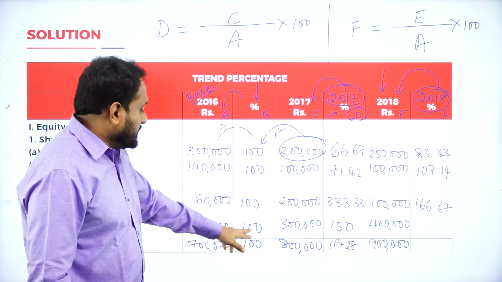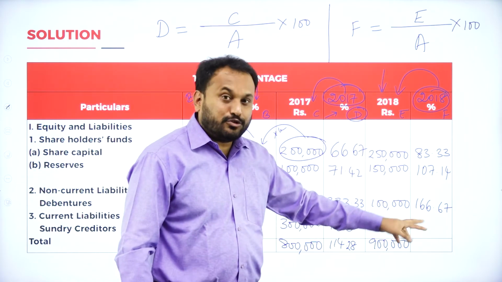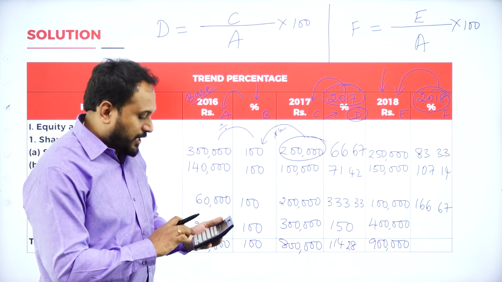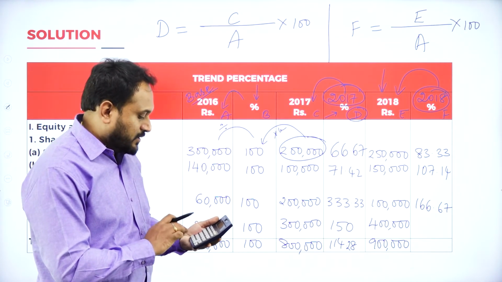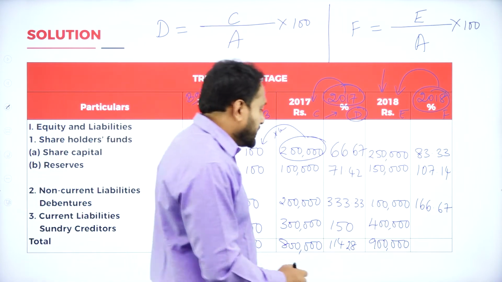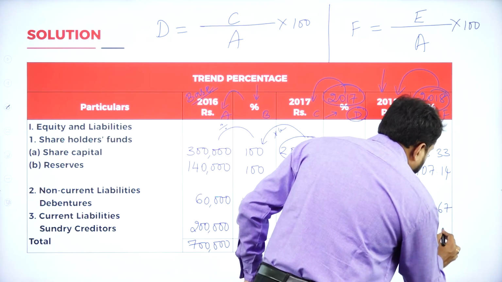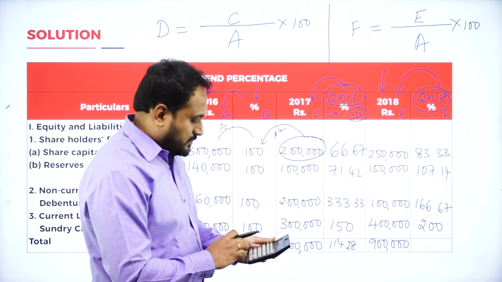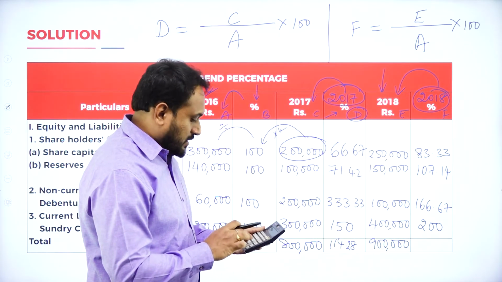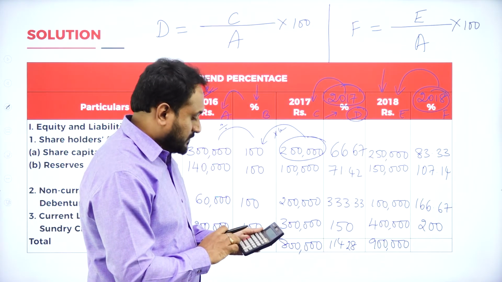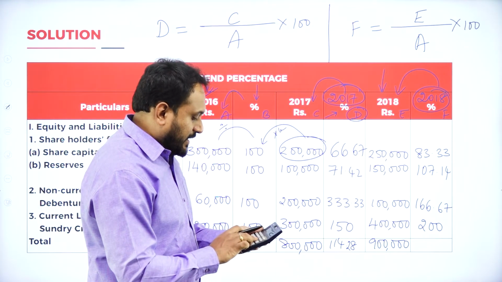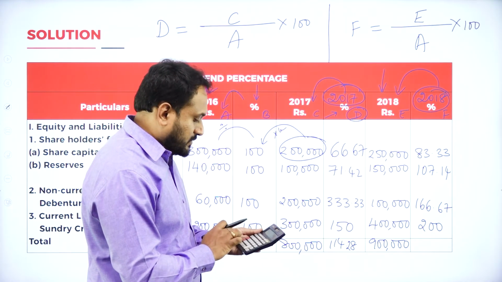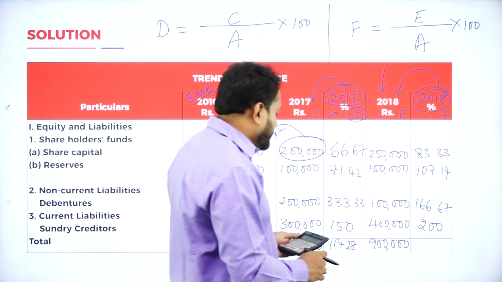See, for 2 lakh it is 100, so for 4 lakh it is 200. Let's just check. 4 lakh into 100 divided by 2 lakh. How much is it? 200. 200%. Now how will you calculate this? 9 lakh into 100 divided by 7 lakh is 128.57.